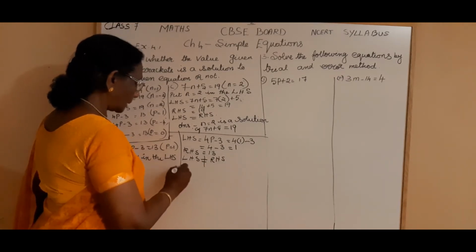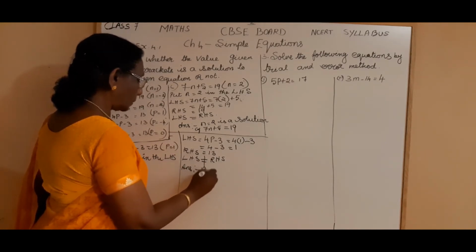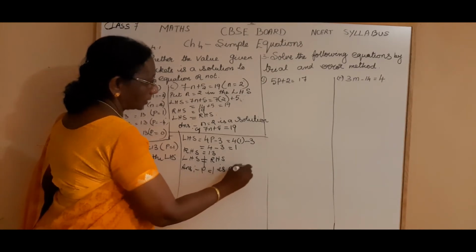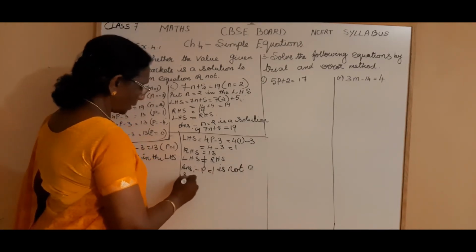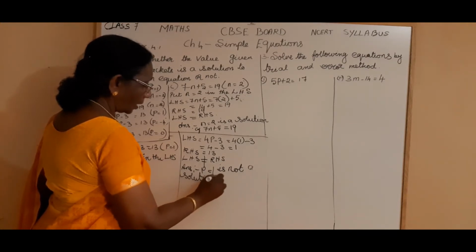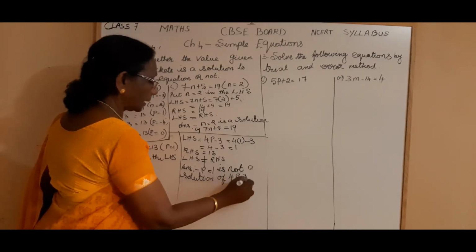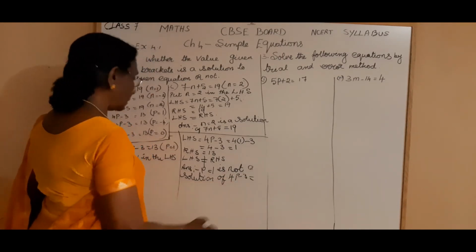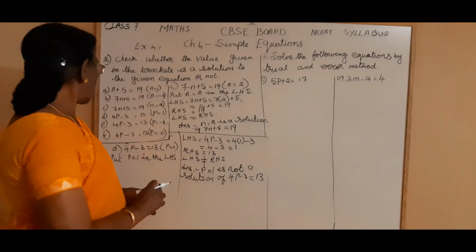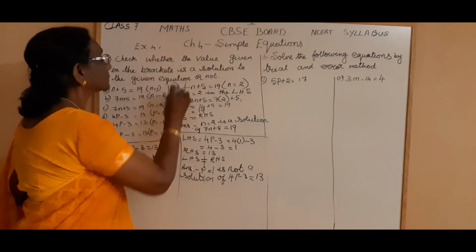So, what is the answer? p is equal to 1 is not a solution of 4p minus 3 is equal to 13. Is it clear, children? And now we'll move to sum number E.